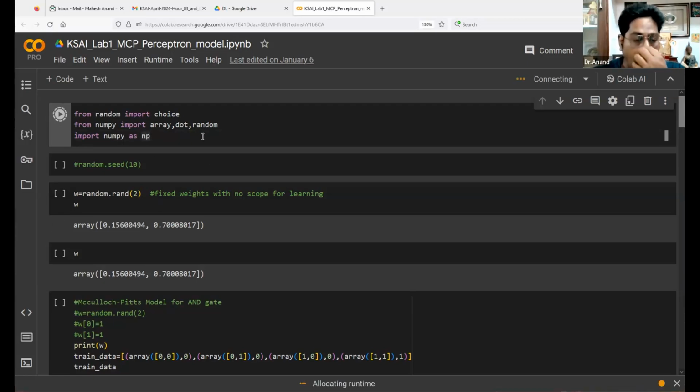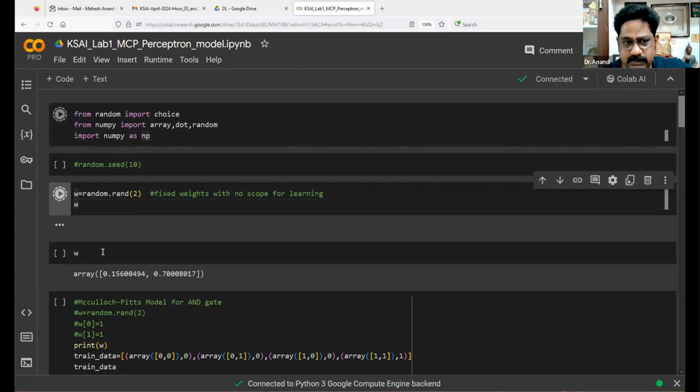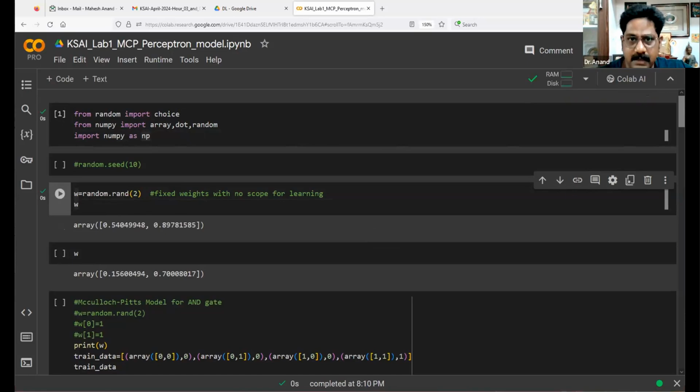There are two possibilities. One way is you can choose your own manual weights, or you can choose some randomly selected values. With a random.rand function, I chose these two weights randomly, just to have a different value for me and for you guys. So I have commented out the random seed. Otherwise, whatever initial weight values I got, you would also have the same values.